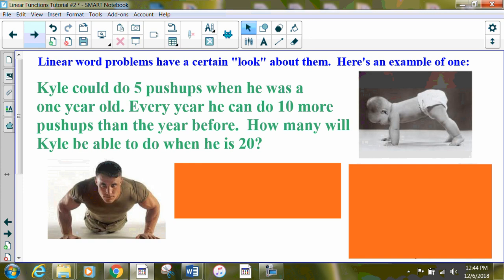Kyle could do 5 push-ups when he was 1 year old. Okay, that's pretty impressive. Every year he could do 10 more push-ups than the year before. That's even more impressive and unrealistic. How many will Kyle be able to do when he is 20?